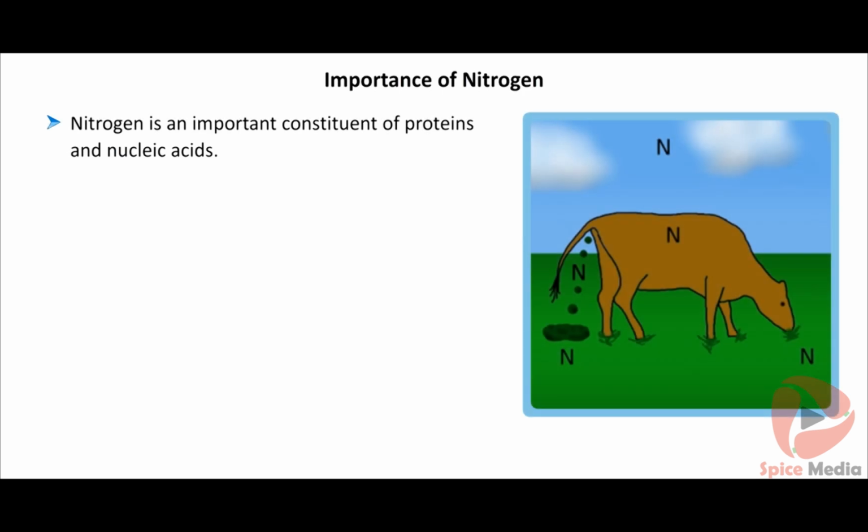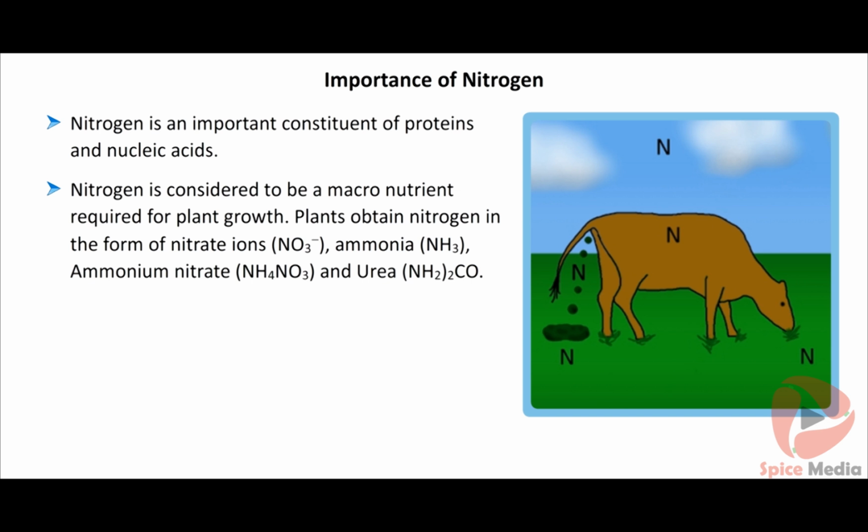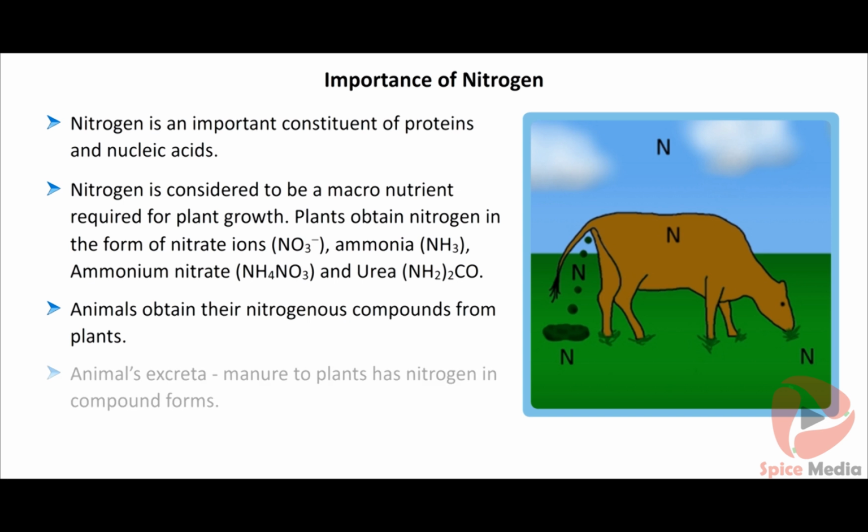Nitrogen is an important constituent of proteins and nucleic acids of all living organisms. Nitrogen is considered to be a macronutrient required for plant growth. Plants cannot utilize nitrogen in its pure form, but in compounded form such as nitrate ions, ammonia, and urea. Animals, being heterotrophs, obtain their nitrogenous compounds from plants. Nitrogen is also present in available form in the animal's excreta, which is used as manure to plants.